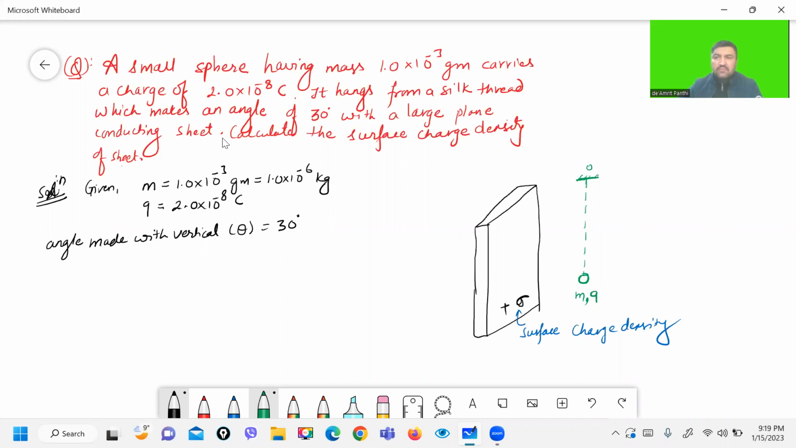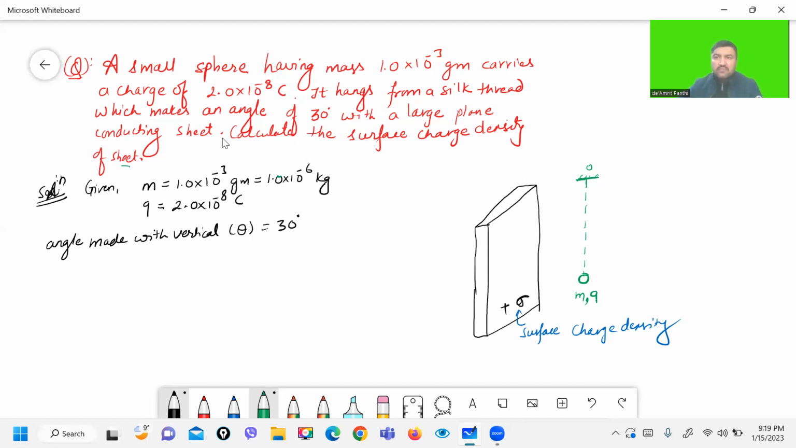So first of all, what is given in the question? We have the sphere of mass m. Mass m equals 1.0 × 10^-6 kg, and the charge of that sphere is Q equals 2.0 × 10^-8 coulomb. First of all, it hangs from a silk thread from a point in front of a plane conducting sheet. So what do we have to find out? The surface charge density of the sheet.